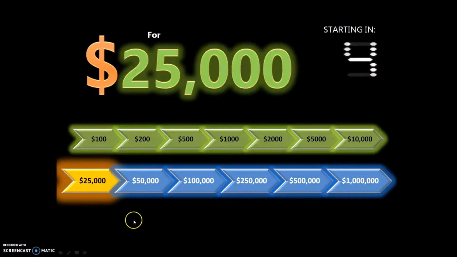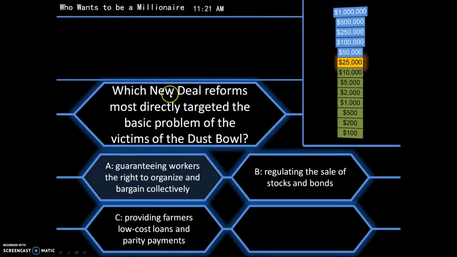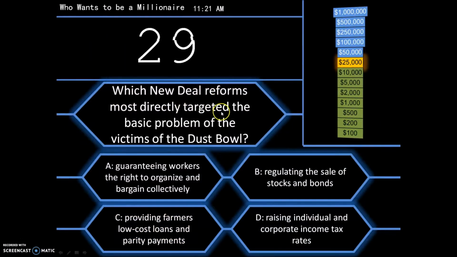Alright, let's look at the next question worth $25,000. Which New Deal reforms most directly targeted the basic problem of the victims of the Dust Bowl? A. Guaranteeing workers the right to organize and bargain collectively. B. Regulating the sale of stocks and bonds. C. Providing farmers low-cost loans and parity payments. D. Raising individual and corporate income tax rates.